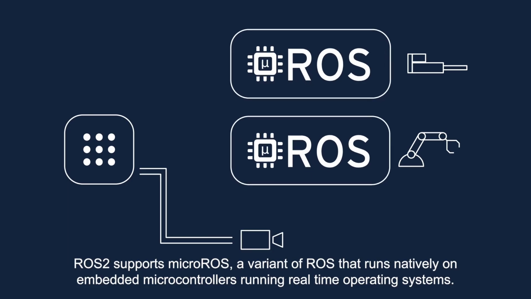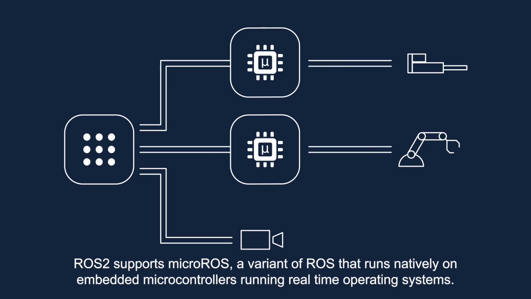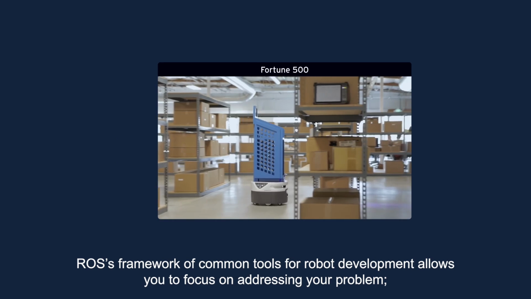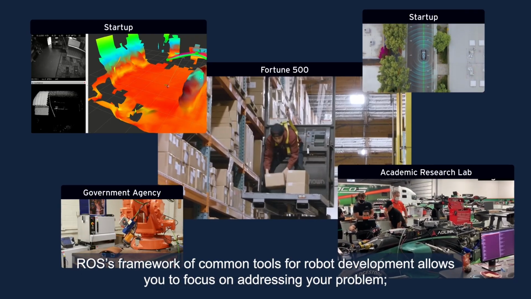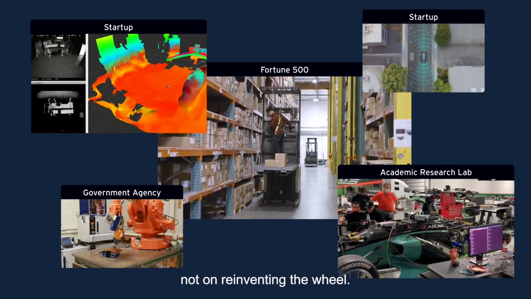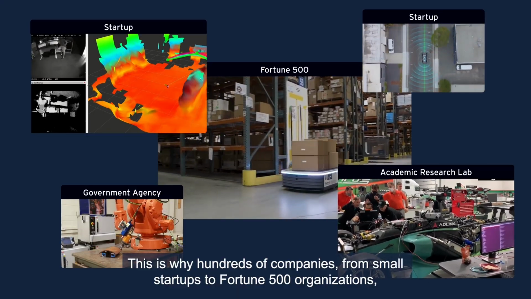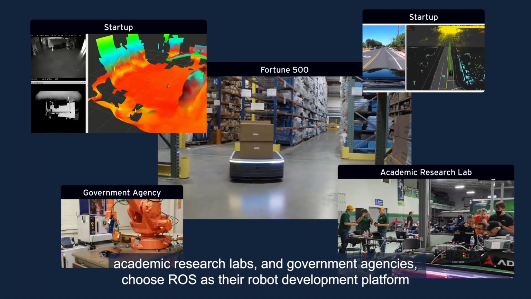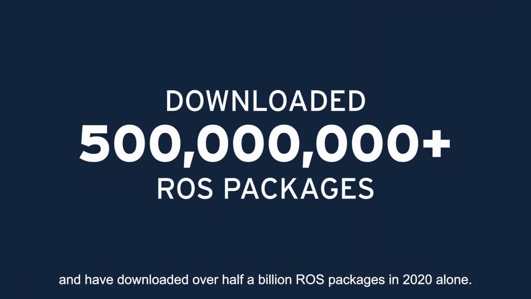ROS2 supports micro-ROS, a variant of ROS that runs natively on embedded microcontrollers running real-time operating systems. ROS's framework of common tools for robot development allows you to focus on addressing your problem, not on reinventing the wheel. This is why hundreds of companies, from small startups to Fortune 500 organizations, academic research labs, and government agencies, choose ROS as their robot development platform, and have downloaded over 500 million ROS packages in 2020 alone.